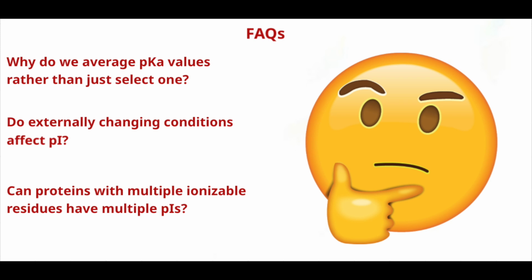Well, extreme environments, such as high salt or strong denaturants, can shift protein conformation slightly, but the intrinsic pI remains consistent for that sequence. Can proteins with multiple ionizable residues have multiple pIs? No. They only have one net pI, but their migration zone can appear broader if many residues are ionizable.